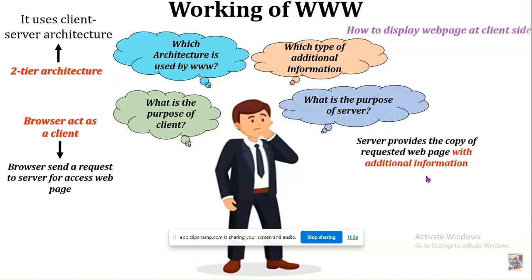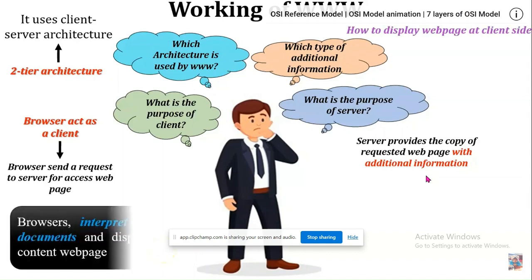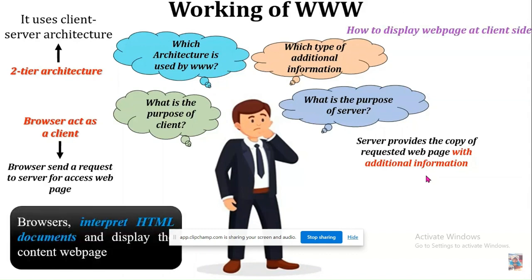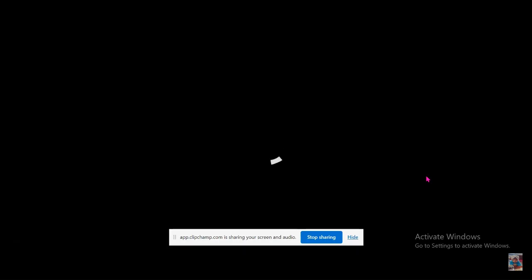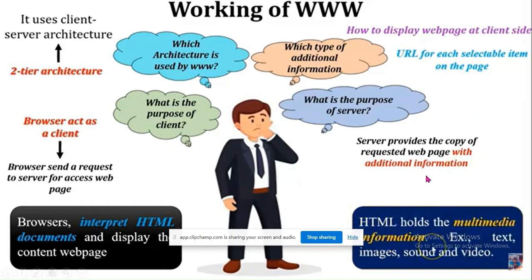The first one is how to display a web page at the client side. At the client side, the browser will accept the web page, interpret that HTML document and display the content of the web page on the client machine. Another additional information is the URL for each selectable item on the page. We all know that HTML holds the multimedia information on the web page. Here, multimedia information means text, images, sounds, and videos.